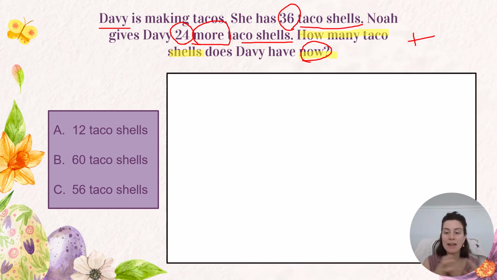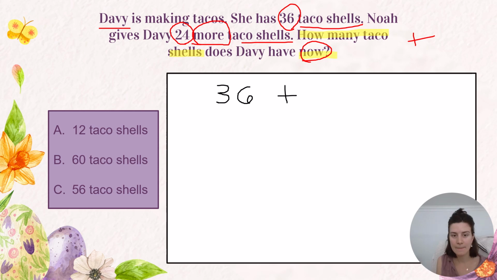I'm going to write a number sentence that best represents this story problem. I want everybody writing with me. If you haven't done so yet, you can pause this recording, grab something to write on and something to write with. Go ahead and write the number sentence down. I'm writing my two amounts that I've been given: 36 plus 24 is going to give me how many taco shells Davy has now. So 36 plus 24 will equal my total. Go ahead and write that on your board. You can pause this recording and press play when you have that written.